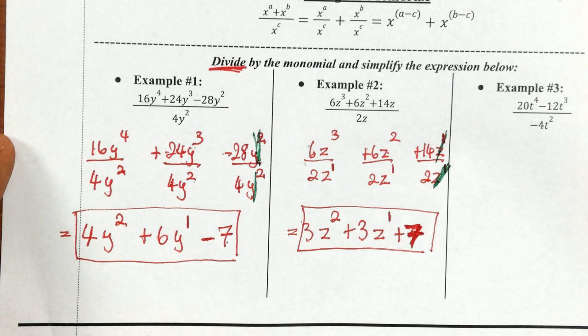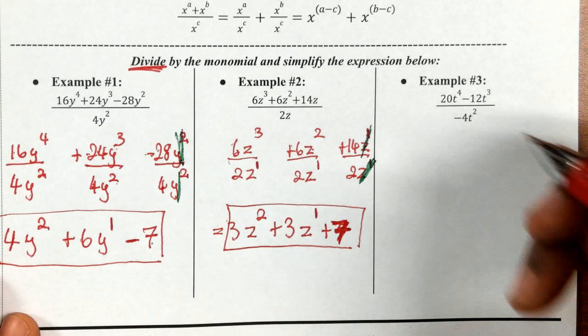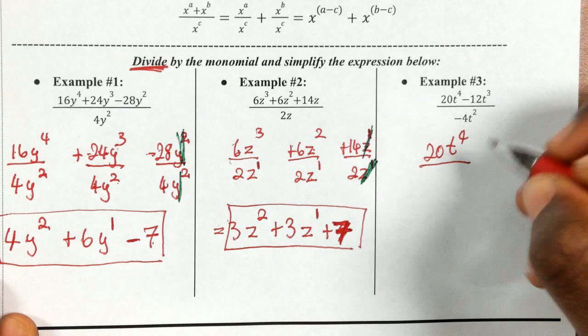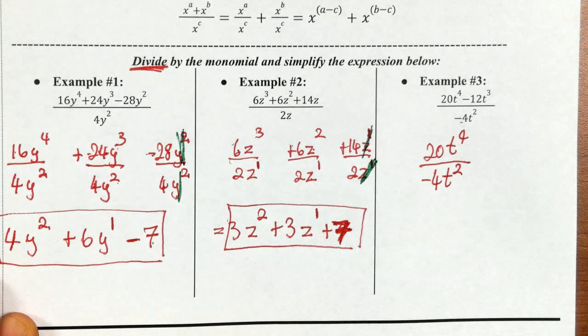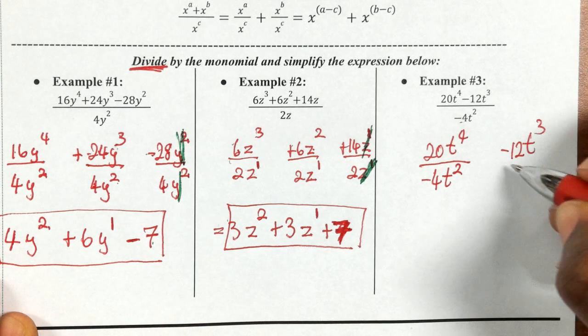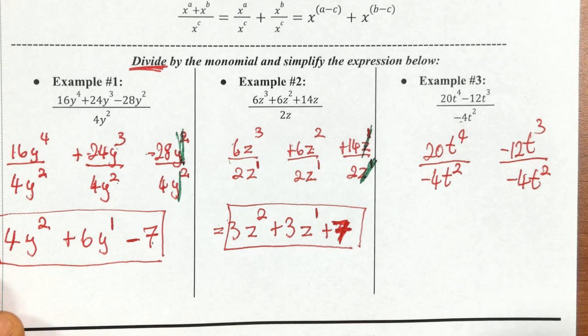So let's go ahead and do the last one. So again, we're going to write 20t to the 4th power over negative 4t to the 2nd power, and then minus 12t to the third power over negative 4t to the second power.